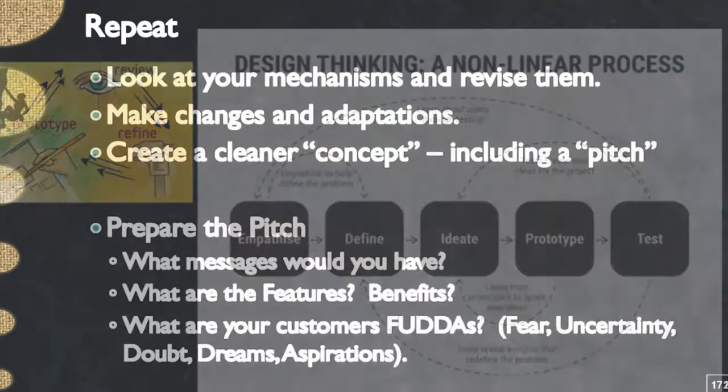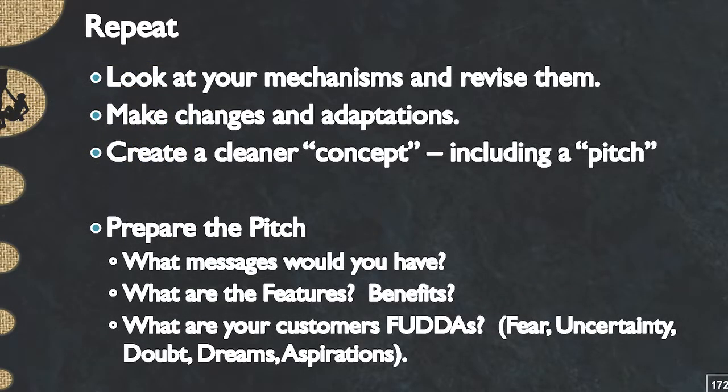So basically, in repeat, you look at your mechanism, look at the feedback you got, and revise the mechanism. Change it, adapt it, clean up the concept, make it a bit sharper. And at this point, you have to start thinking about what the brand and the features would look like. You're ready to go to the final stage.